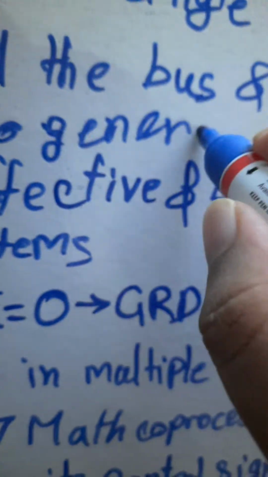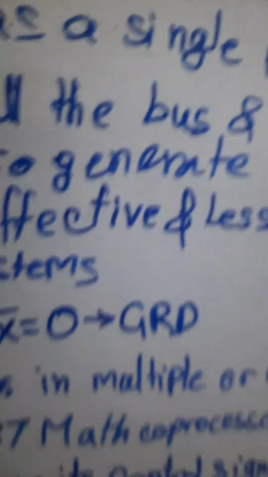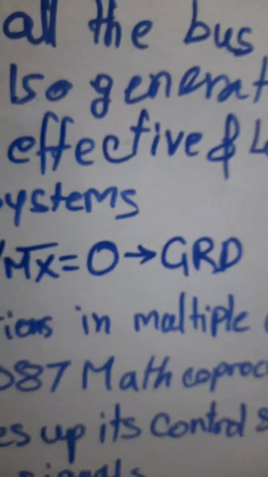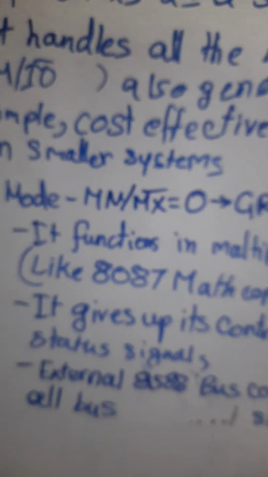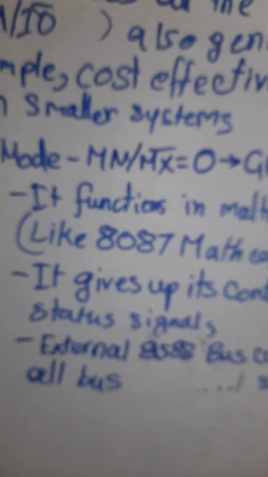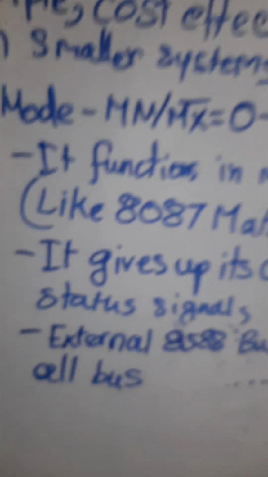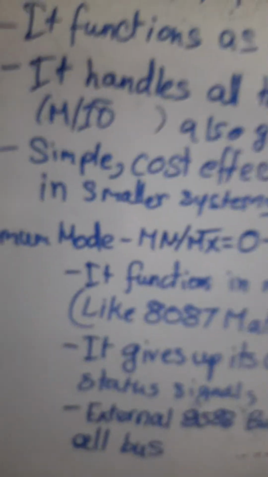It also generates them, okay? Obviously, there is only one microprocessor, so it would generate and handle the signals. There is no one else to handle it. It is a lone processor, but it is cost effective. That's the bigger part. So I gave only one example, M/IO bar, which is memory or input output bar.